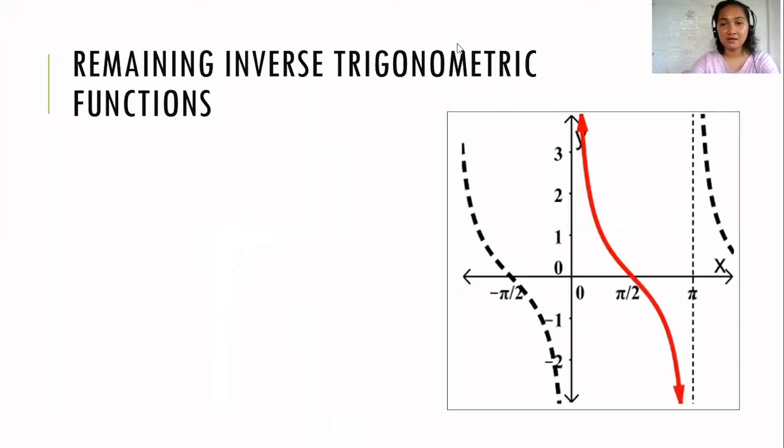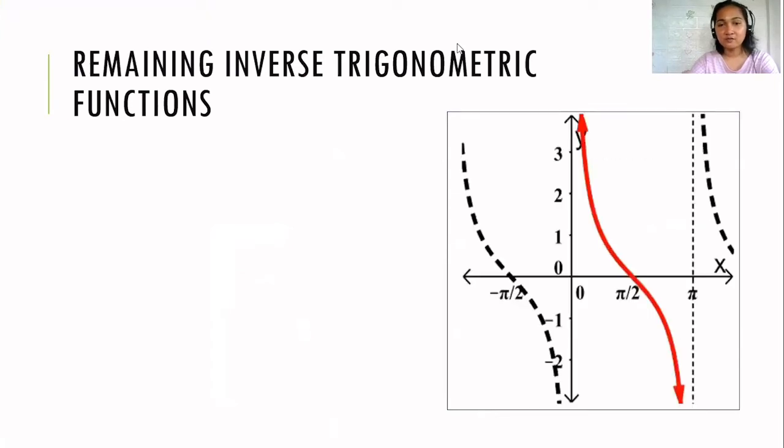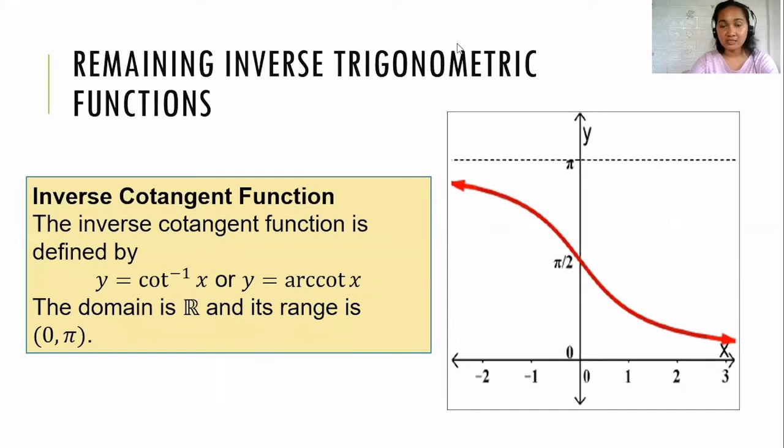So this is the graph of the restricted cotangent function. And if we get the inverse of the cotangent function, we'll have this illustration. As it reflects on the line y equals x, we'll have this graph. So the domain of this is the set of all real numbers, continuous for both the left and right sides of the x-axis, and its range should be from 0 to positive pi. 0 and pi are not part of the interval.